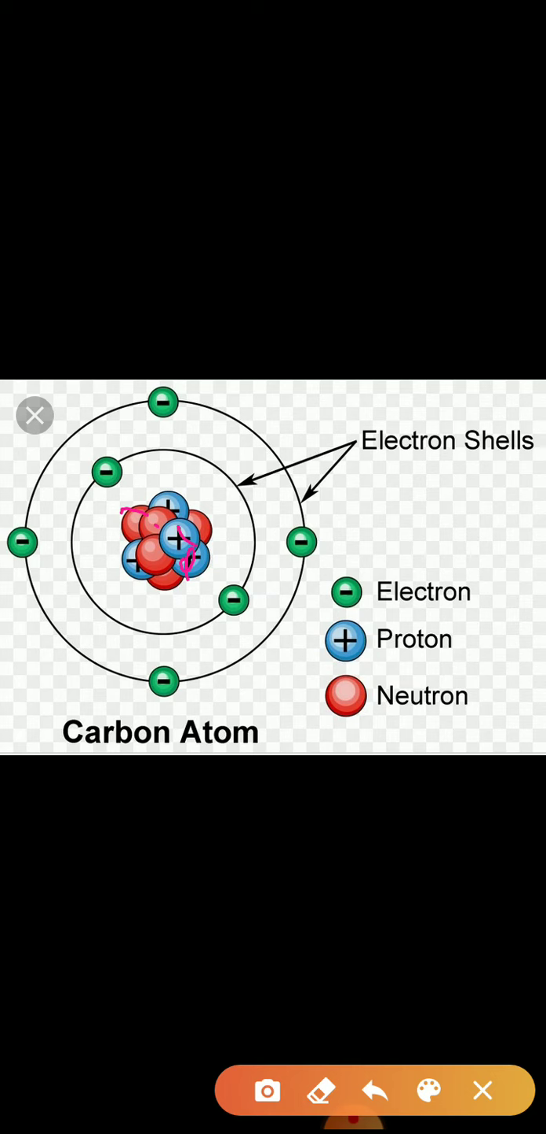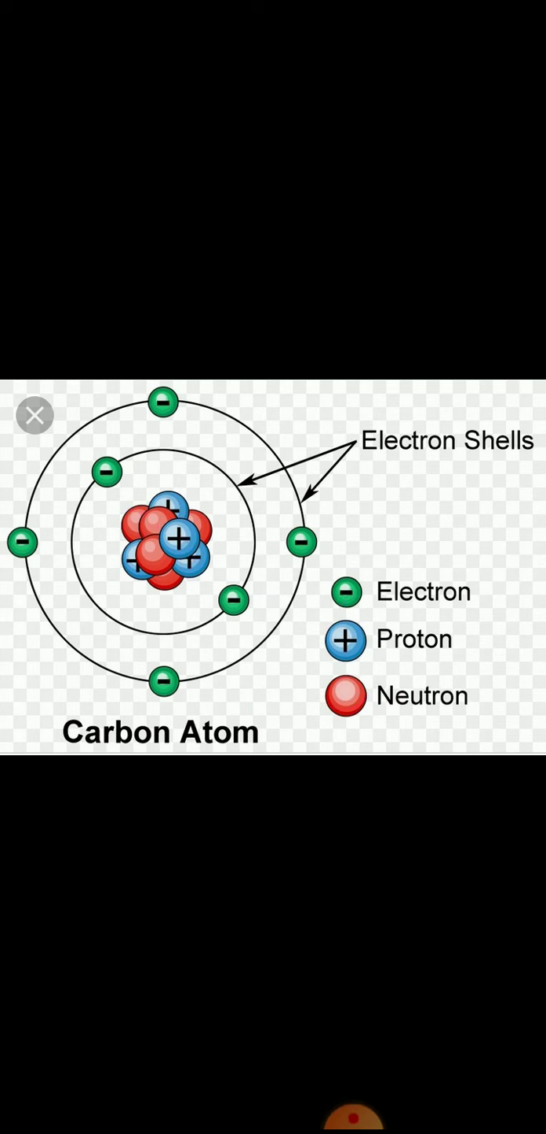Each proton carries a positive charge of plus 1 electron unit, which is 1.6 into 10 raised to minus 19 coulomb. So the charge on a proton is 1.6 into 10 raised to minus 19 coulomb. When the total positive charge on the nucleus is expressed in the unit e, its magnitude is equal to the number of protons in the nucleus.